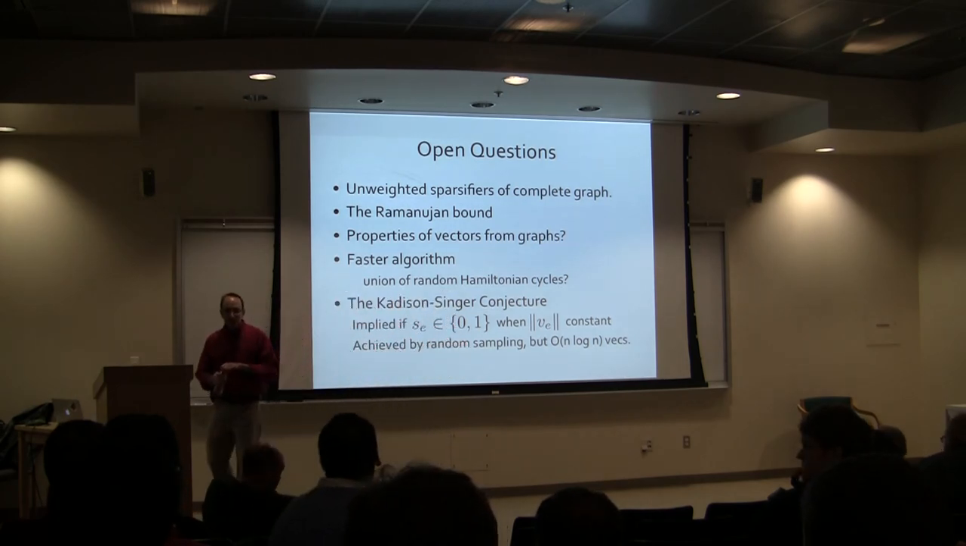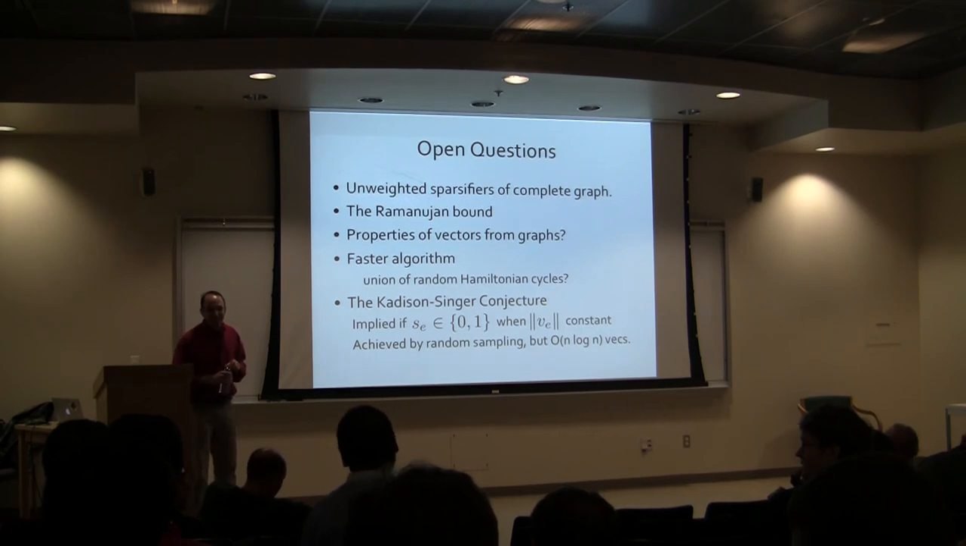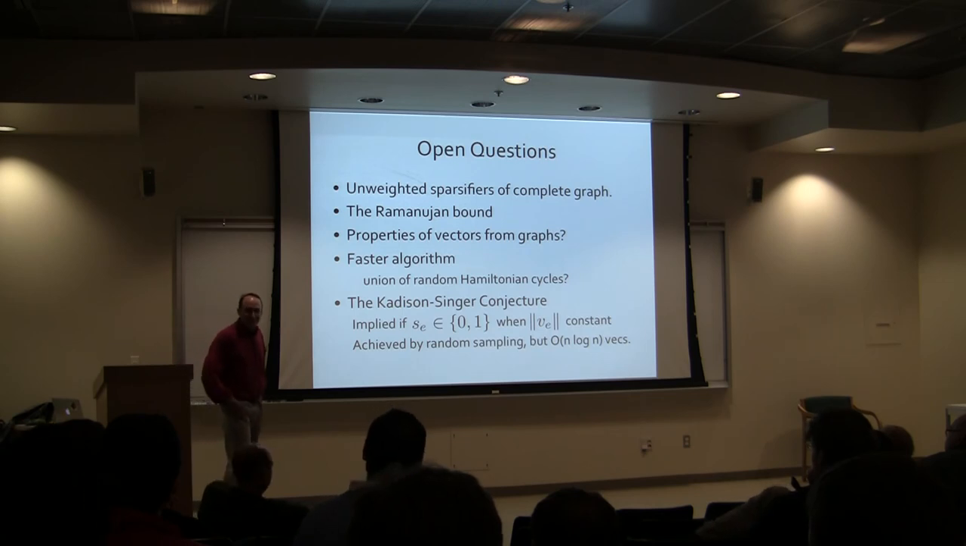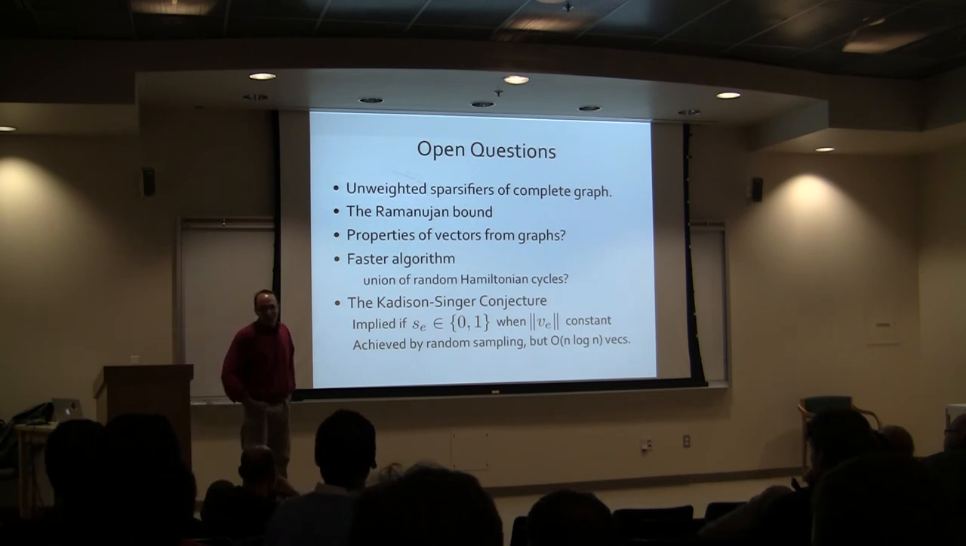Is there any combinatorial interpretation of these vectors? I don't know a great combinatorial interpretation of them. We got to them through two changes of variables, which makes it harder to understand exactly what's going on.